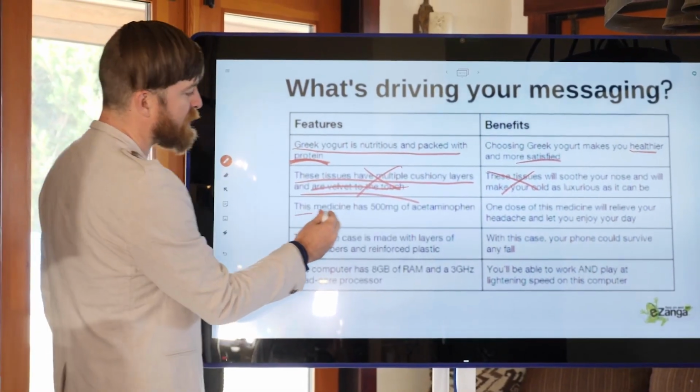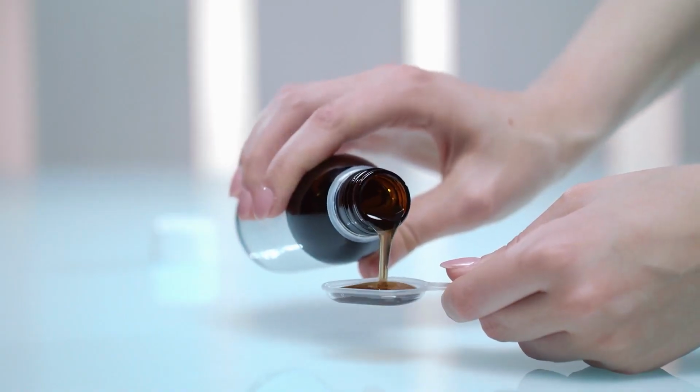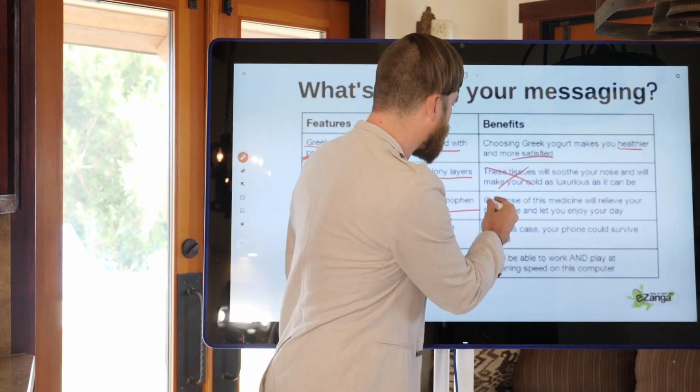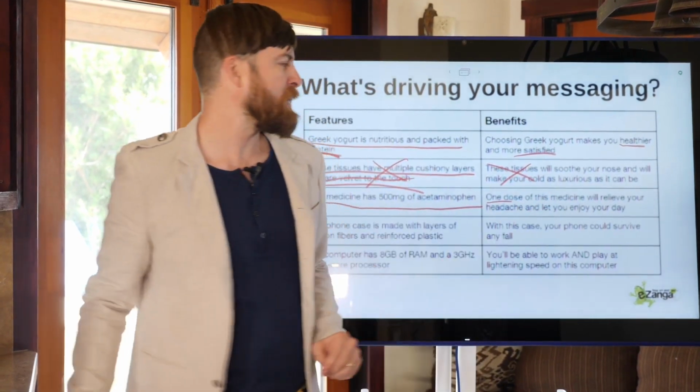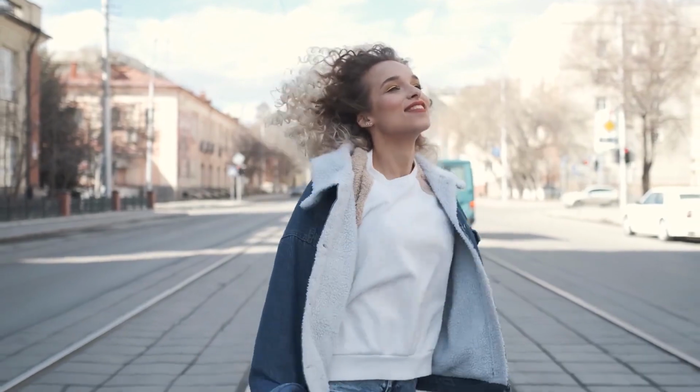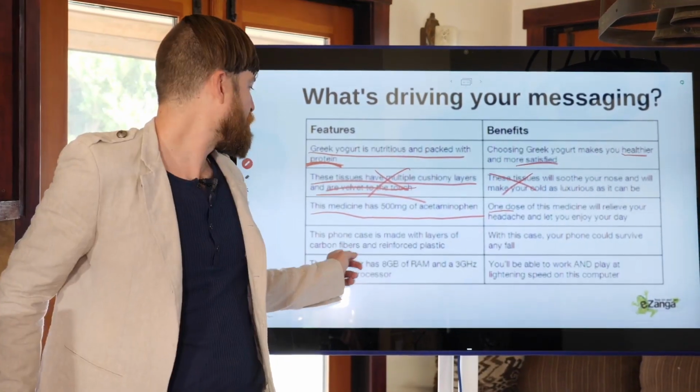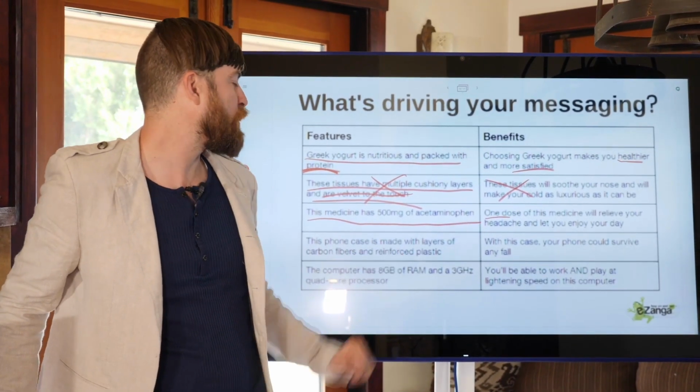Here's a good example. This medicine has 500 milligrams of acetaminophen. Now, the benefit-oriented version of this is 1 dose of this medicine will relieve your headache for an entire day. That's a benefit. Another example, this phone case is made of carbon fiber and plastic.